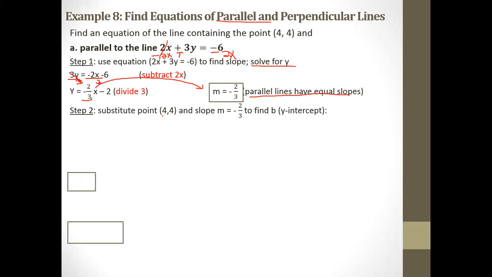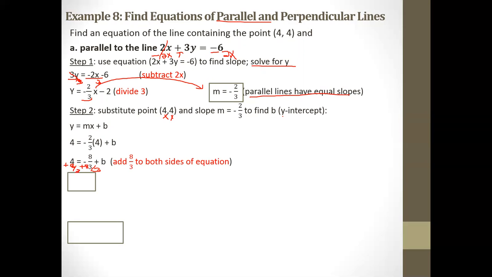We're going to substitute that ordered pair, that point that we were given, (4, 4), into the slope-intercept form of an equation. So we're substituting 4 for x, 4 for y, and negative 2/3 where m is. So we'll get 4 equals negative 2/3 times 4 plus b. We're simplifying here. Negative 2/3 times 4 gives us negative 8/3. We're going to add that 8/3 to both sides of the equation.